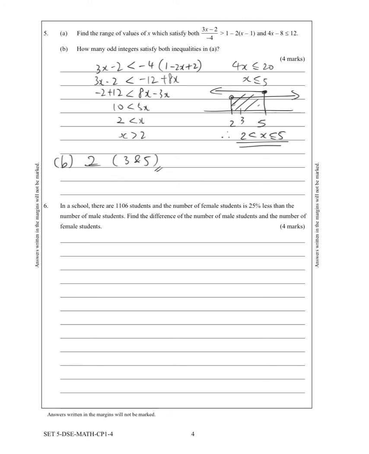Then for number 6, they're asking us to find the difference in the number of male students and female students. So obviously you need to make use of the total number of students, 1106, and the relation of 25% less than the male students. So first of all, the statement: let x and y be the number of male and female students.